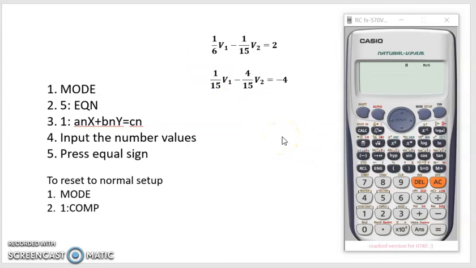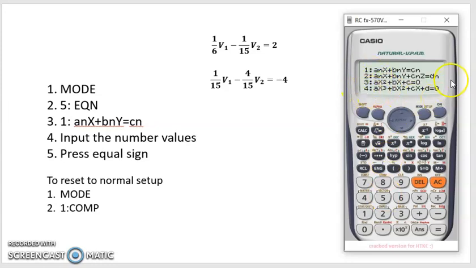Okay, so the first step would then be to click Mode. Then you'll have the options in this screen. You have 1 comp, 2 complex, 3 stat, 4 base n, 5 equation. So in this example, we need to choose 5 for our equation. So let's just click 5 here.